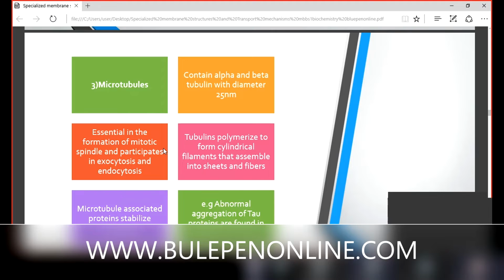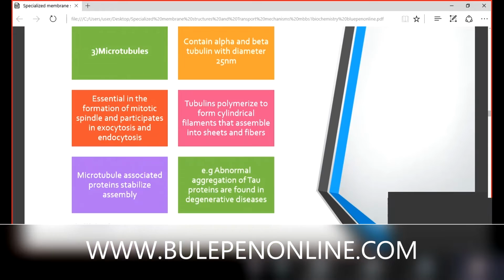Okay, then there is an assembly. In the case of microtubules, the major protein is tubulin. The tubulin polymerizes to form cylindrical filaments, that assemble into sheaths and fibers. The microtubule associated proteins stabilize the assembly. Assembly is essential for this.